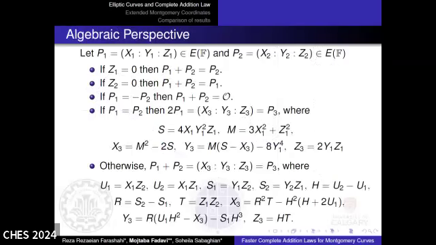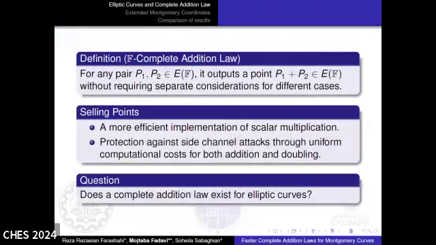Now, if we formalize this addition, we'll see that there are different cases. For example, if Z1 is 0, P1 plus P2 is P2, and so on. So we have different if statements. And if we want to implement this addition law, different cases take different times and require different power, which causes some side channel attacks.